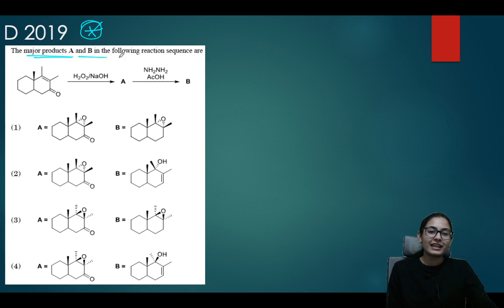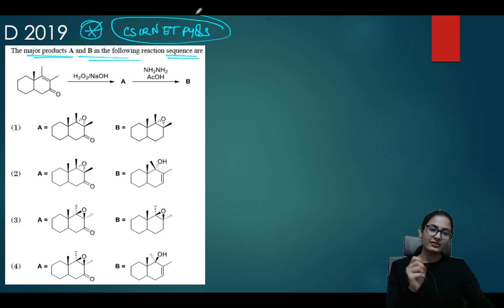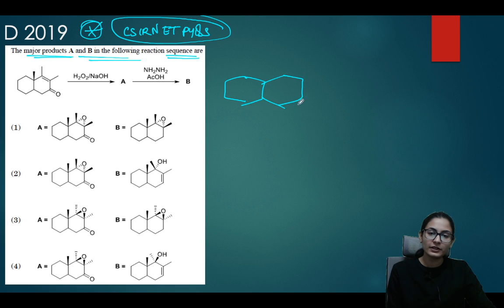The major products A and B in the following reaction sequence are. Now these questions are all CSIR NET previous year questions. And if you want, you can just stop the video and do this by yourself, and then you can answer in the comment section. Till then I am trying to do it. So basically guys, you have two rings over here. You have two rings like this. Okay, so you see that the first reaction is nucleophilic epoxidation.